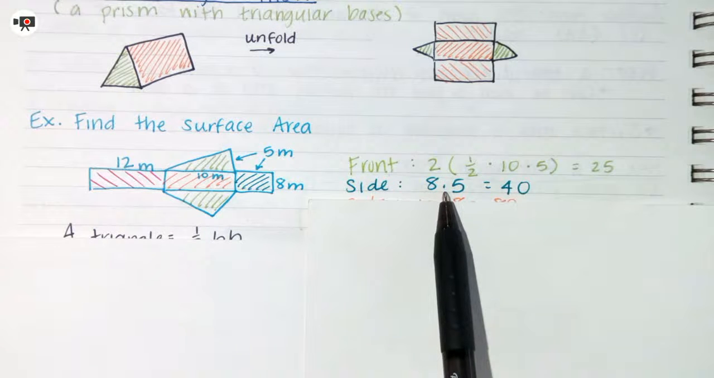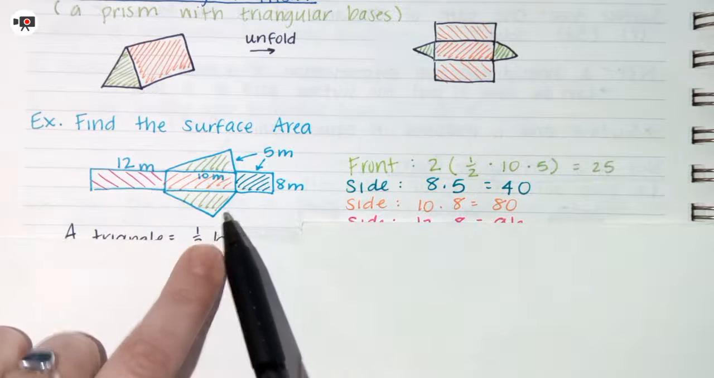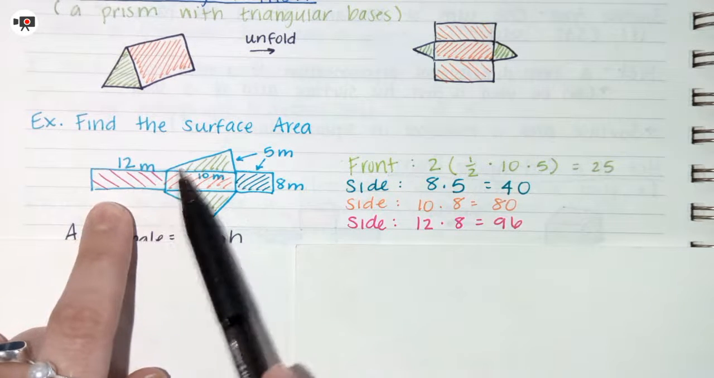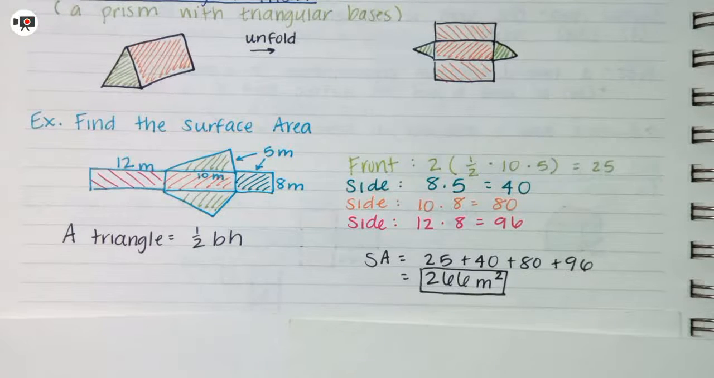Then I have this side is 8 by 5. This middle side is 10 by 8. And the left side is 12 by 8. So then if I add those all together, that is going to be 50 plus 40 plus 80 plus 96. That should be a 50. That will be 266 meters squared.